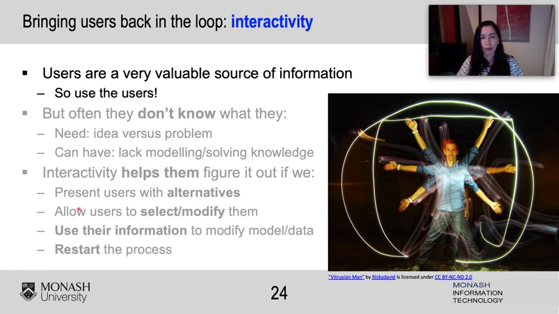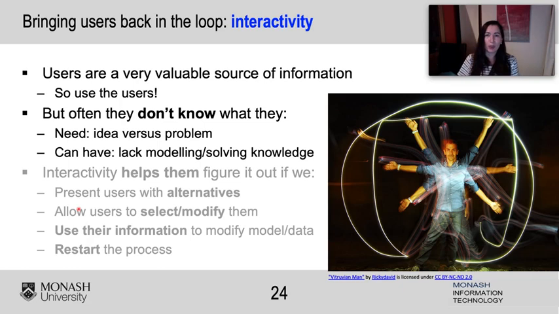And often, unfortunately, the problem with the users is that very often they don't know what they want. They don't know what they need. They have no idea what they need because they just have this very generic idea that the problem is going to be optimize the plan. Yes, but how exactly? And also, they don't know what they can have, often because they lack the modeling and solving knowledge. They don't know the technical knowledge of what is possible in IT. So they really don't know what you could do for them. They have this vague idea, but sometimes they think that you can do everything and sometimes they think that you can do very little. And the reality is somewhere in the middle.